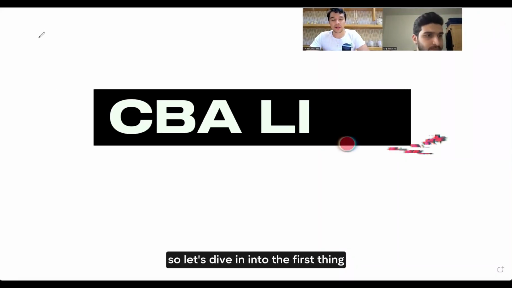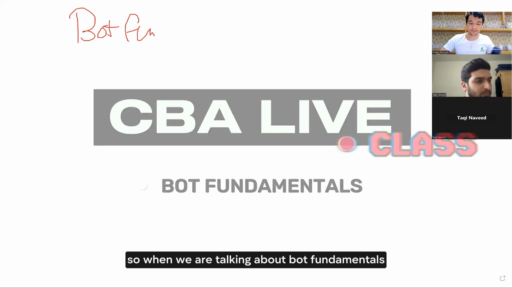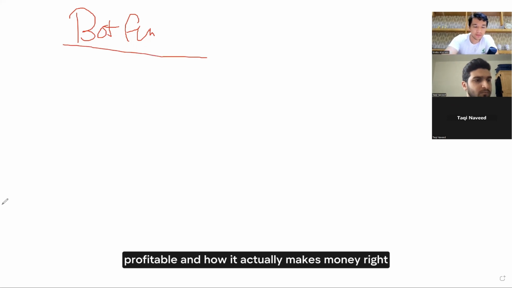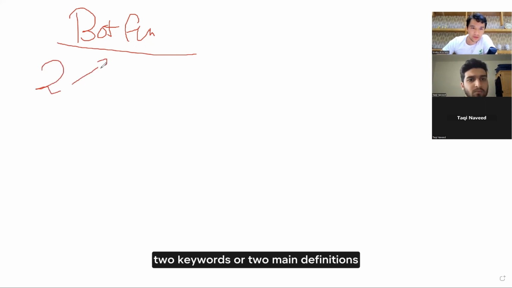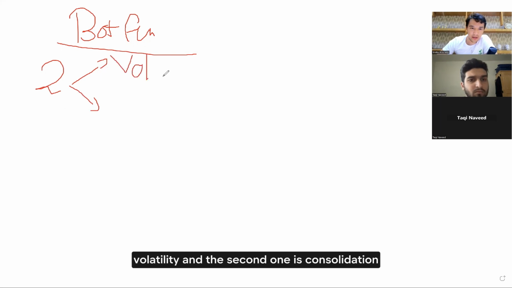So let's dive into the first thing, which is bot fundamentals. When we are talking about bot fundamentals, the goal is to understand what makes a bot profitable and how it actually makes money. It all comes down to two keywords or two main definitions. The first one is volatility and the second one is consolidation.